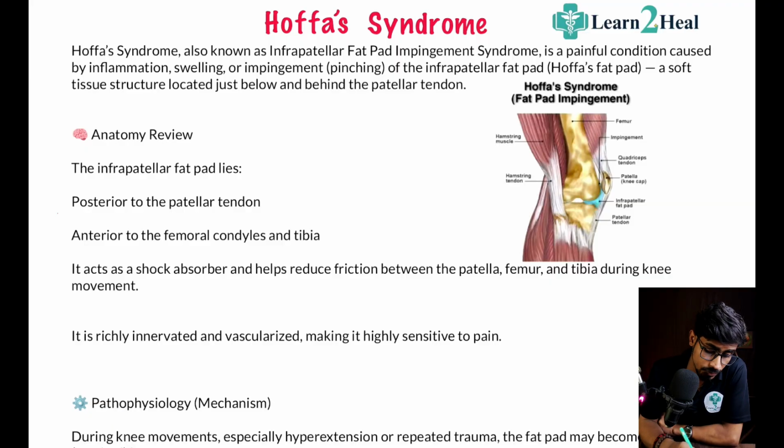Welcome back, medicos. In this lecture, you're going to understand what Hoffa syndrome is, what the clinical signs are, and what basic tests and treatment you must do for a Hoffa's patient. Hoffa syndrome is also known as infrapatellar fat pad impingement syndrome.